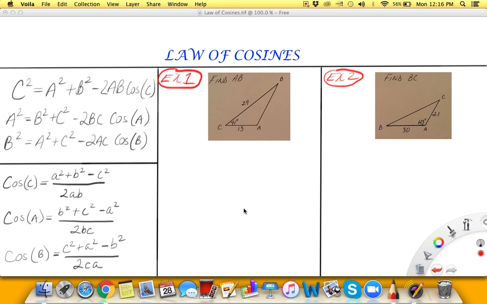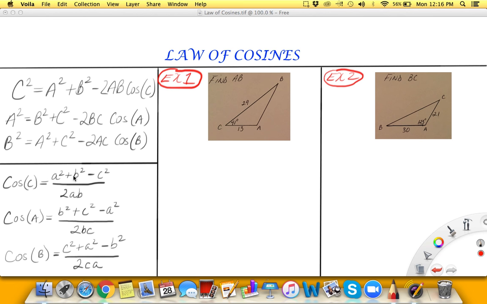Typically, we teach lessons on solving right triangles, but there's also a way of solving triangles that are not right triangles. So if you notice on this left hand side, I have the formula for the law of cosines. The original formula is this one: c squared is equal to a squared plus b squared minus 2ab cosine c. Now this c, this a, and this b, they all represent the lengths of the sides of the triangle.